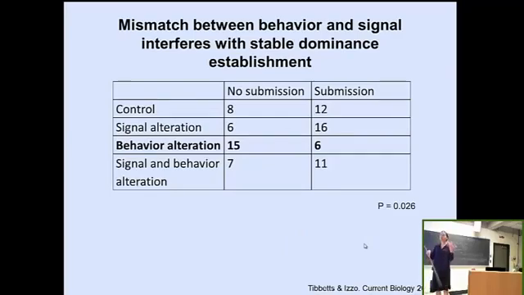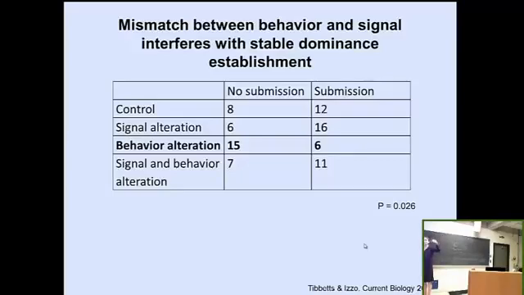So usually when wasps fight, they establish a stable dominance hierarchy. One wasp submits to the other one. But you can see in cases where I changed the behavior and not the signal, the wasps were less likely to form a stable dominance relationship. Now, since stable cooperation is really important in this species, I think that that also might be an important cost.